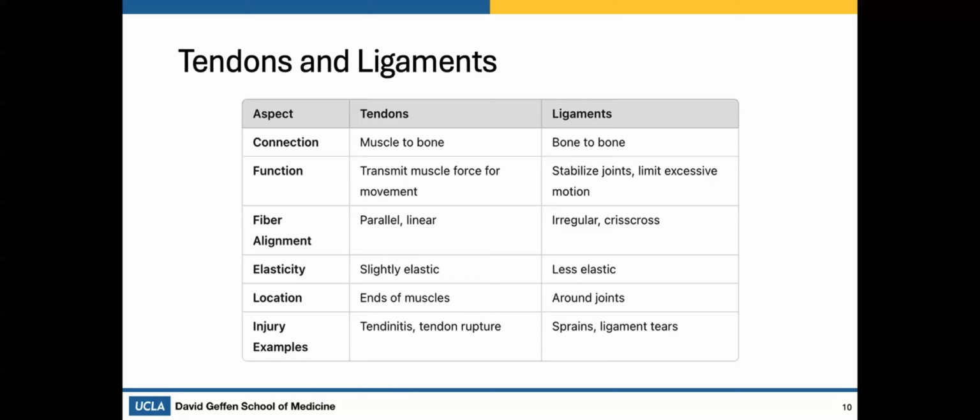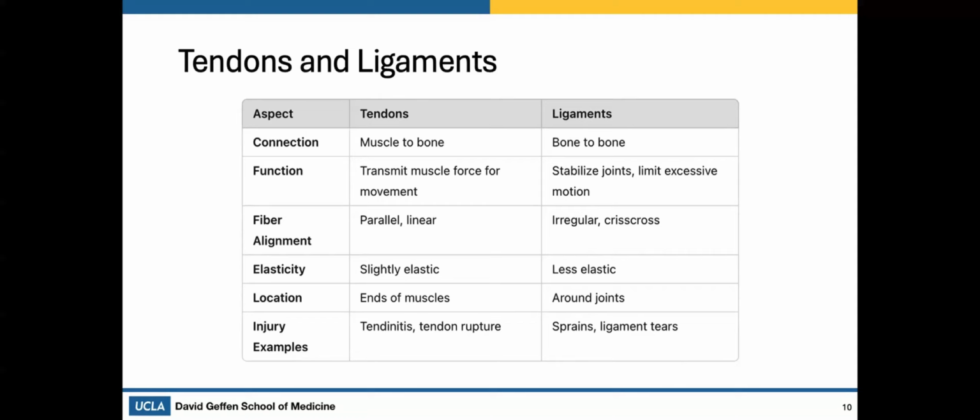Location. Tendons are found at the ends of skeletal muscles, where they attach muscles to bones. For example, the Achilles tendon. On the other hand, ligaments are found at the joints, providing stability and limiting motion. For example, the anterior cruciate ligament in the knee.